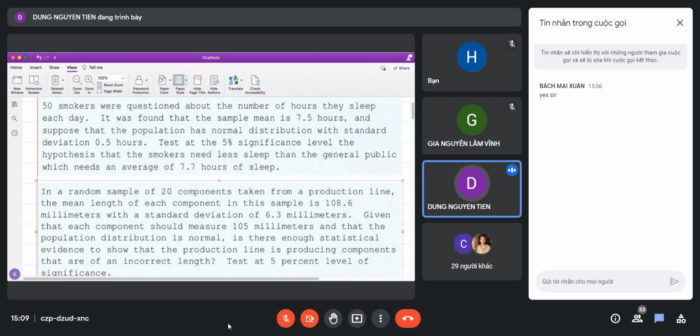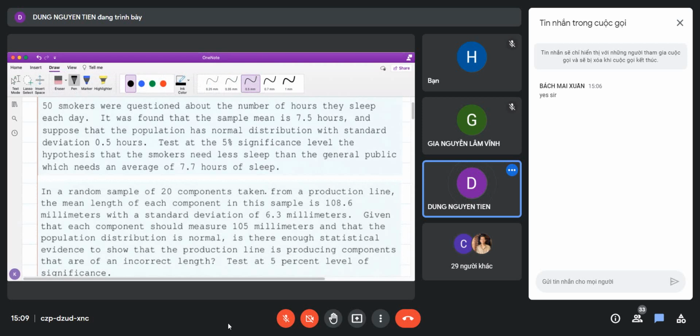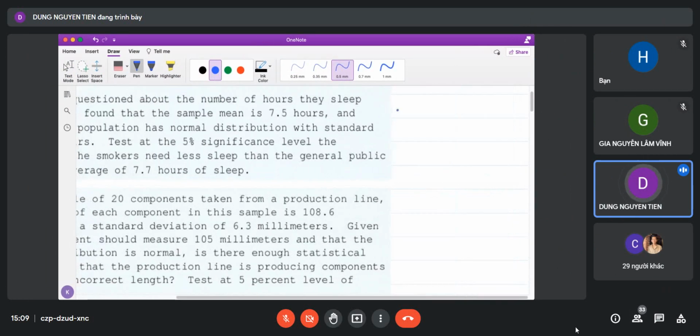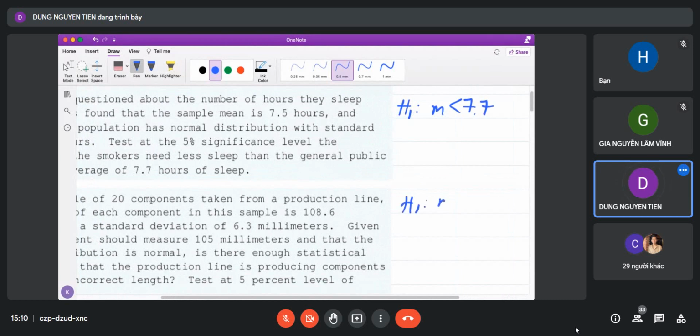For the hypothesis testing, you need to perform H0 and H1. So you have H0, H1 in this case. For the first problem, H1 is that m is less than 7.7. For the second problem, H1 is that m is not equal to 105.